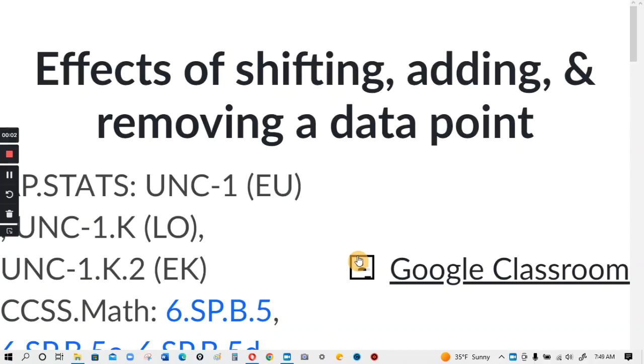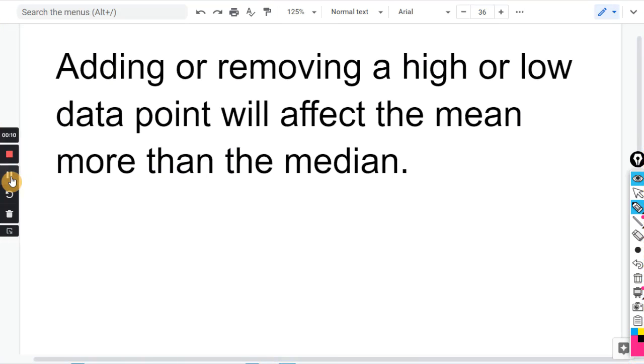This will be for the exercise on the effects of shifting, adding, and removing a data point. So just some notes before we begin. You want to remember that adding or removing a high or low data point will affect the mean more than the median. So I'll just give you a quick example or two.